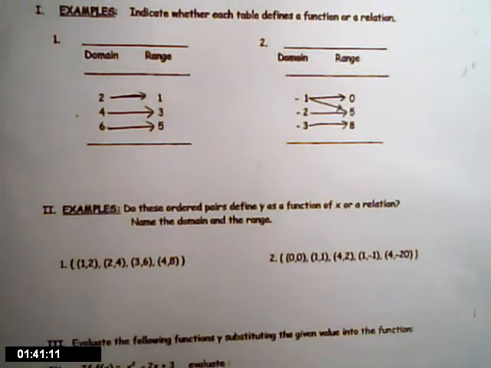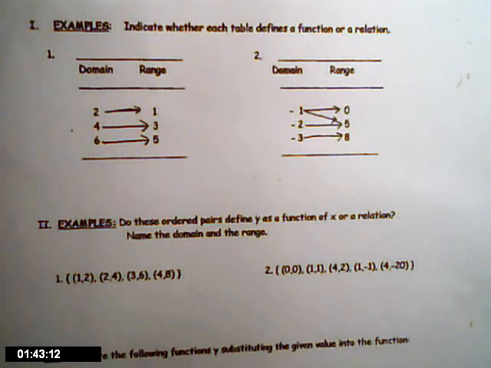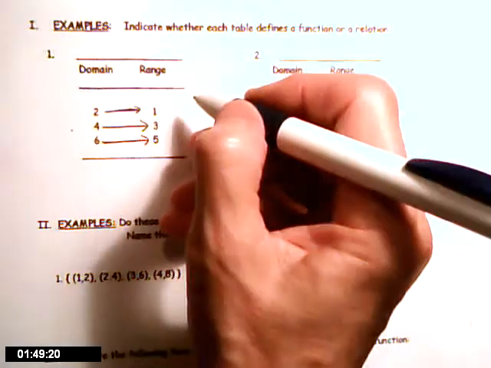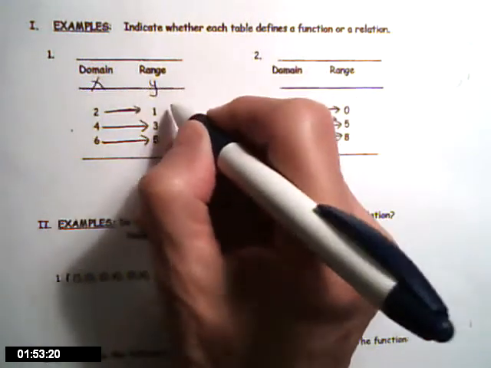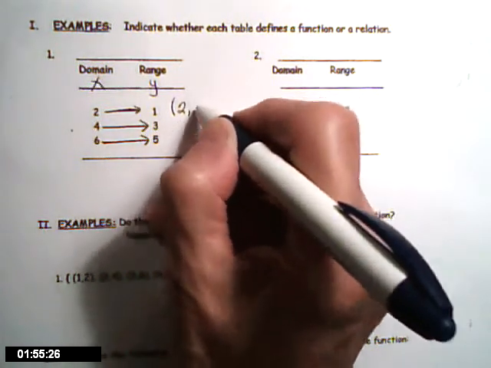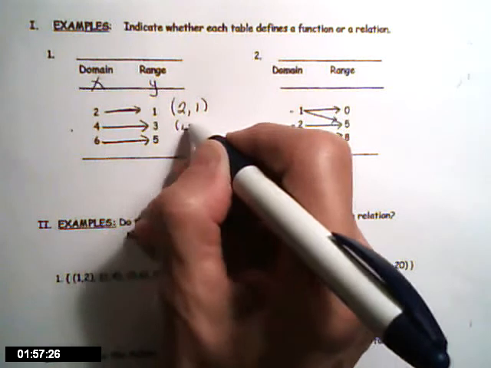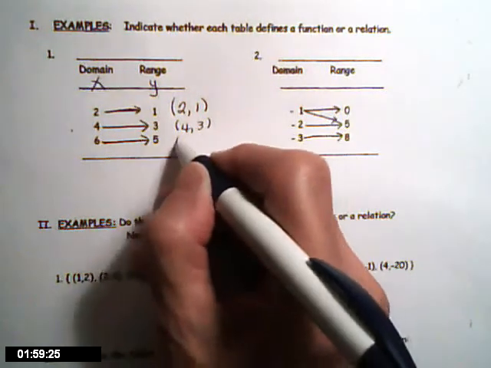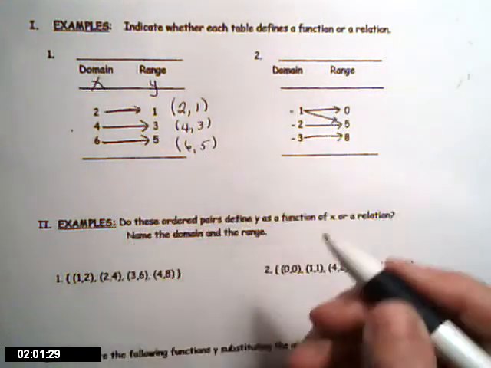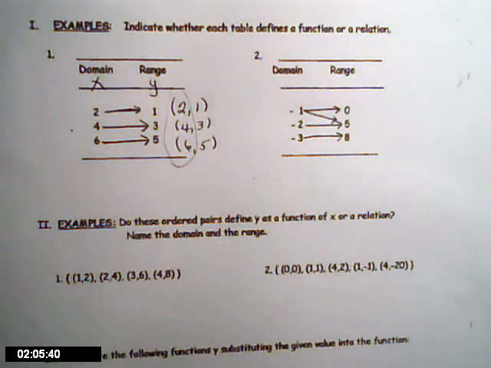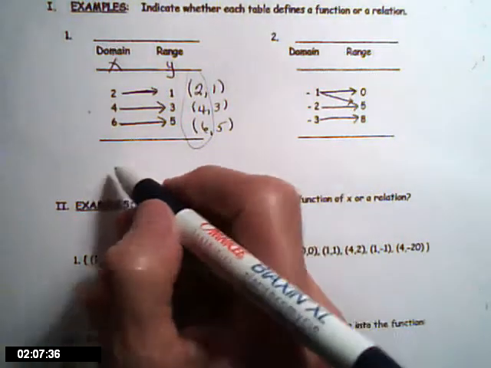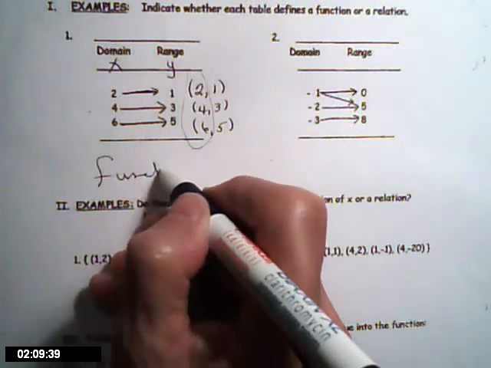First, they're going to give you some tabular problems and ask you to indicate if these are relations or functions. Now, the first thing I'm going to do is look at how these are mapped and think of these as ordered pairs. If domain is x and range is y, then I'm going to have 2, 1, 4, 3, and 6, 5. Now, if you'll notice these x's, there are no repeating x's. Therefore, this is a function.